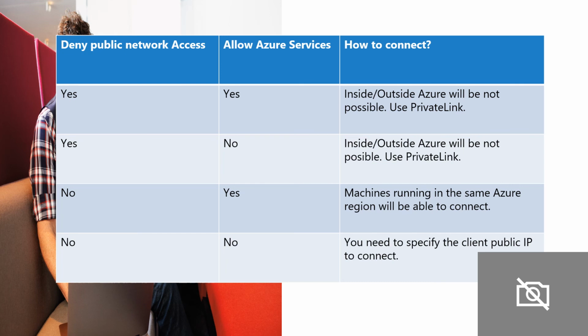What happens when we have deny public network access no, and yes in allow Azure services? All the machines running in the same Azure region will be able to connect to my server. If we have no and no in both parameters, you need to specify the client and public IP of your machines.